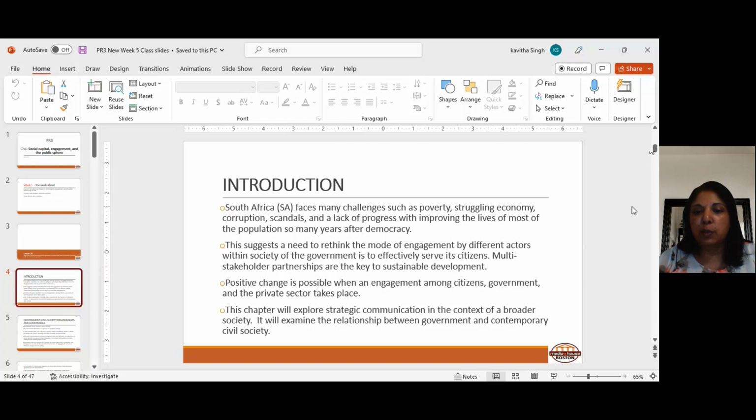So this chapter will explore strategic communication in the context of a broader society. It will examine the relationship between government and contemporary society.